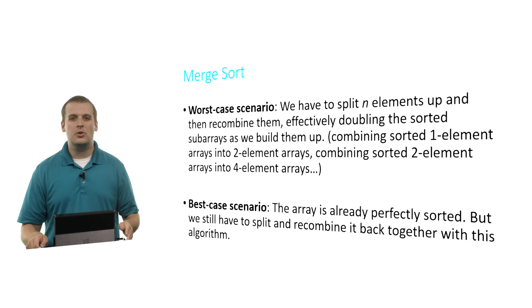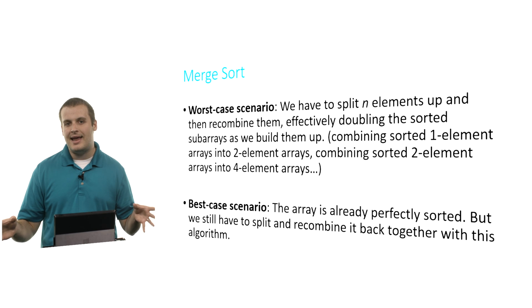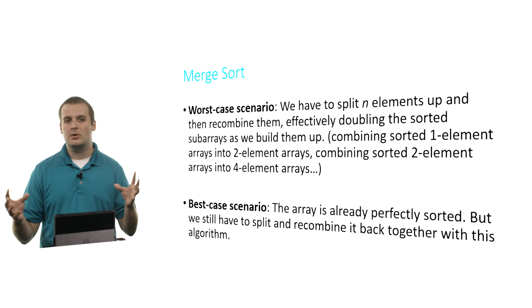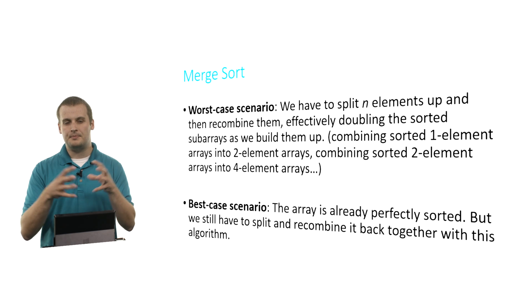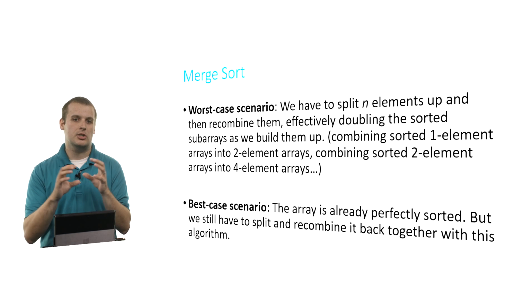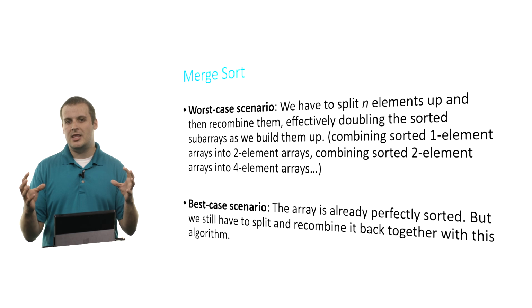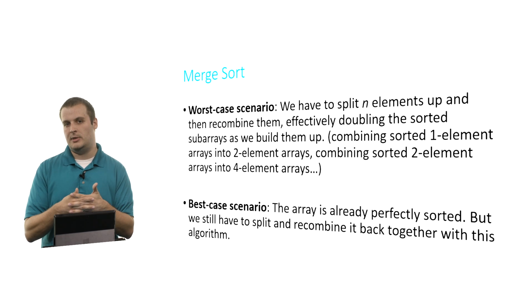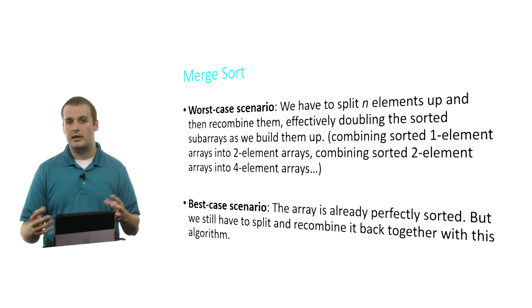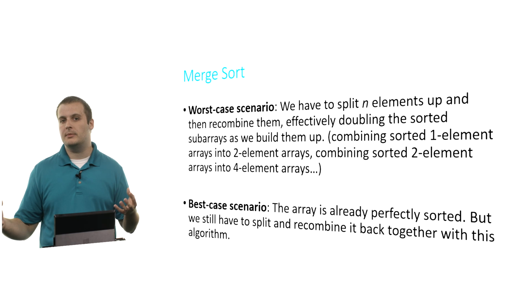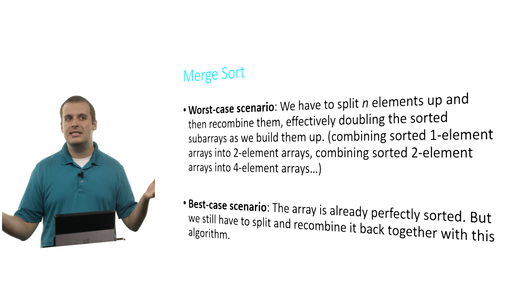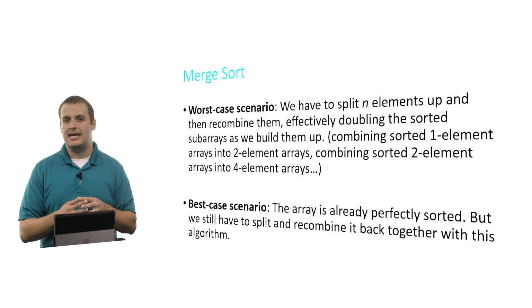Why is that? Well, in the worst case scenario, we have to split n elements up and then recombine them. But when we recombine them, what we're doing is basically doubling the size of the smaller arrays. We have a bunch of one-element arrays that we effectively combine into two-element arrays. And then we take those two-element arrays and combine them together into four-element arrays, and so on and so on until we have a single n-element array. But how many doublings does it take to get to n?